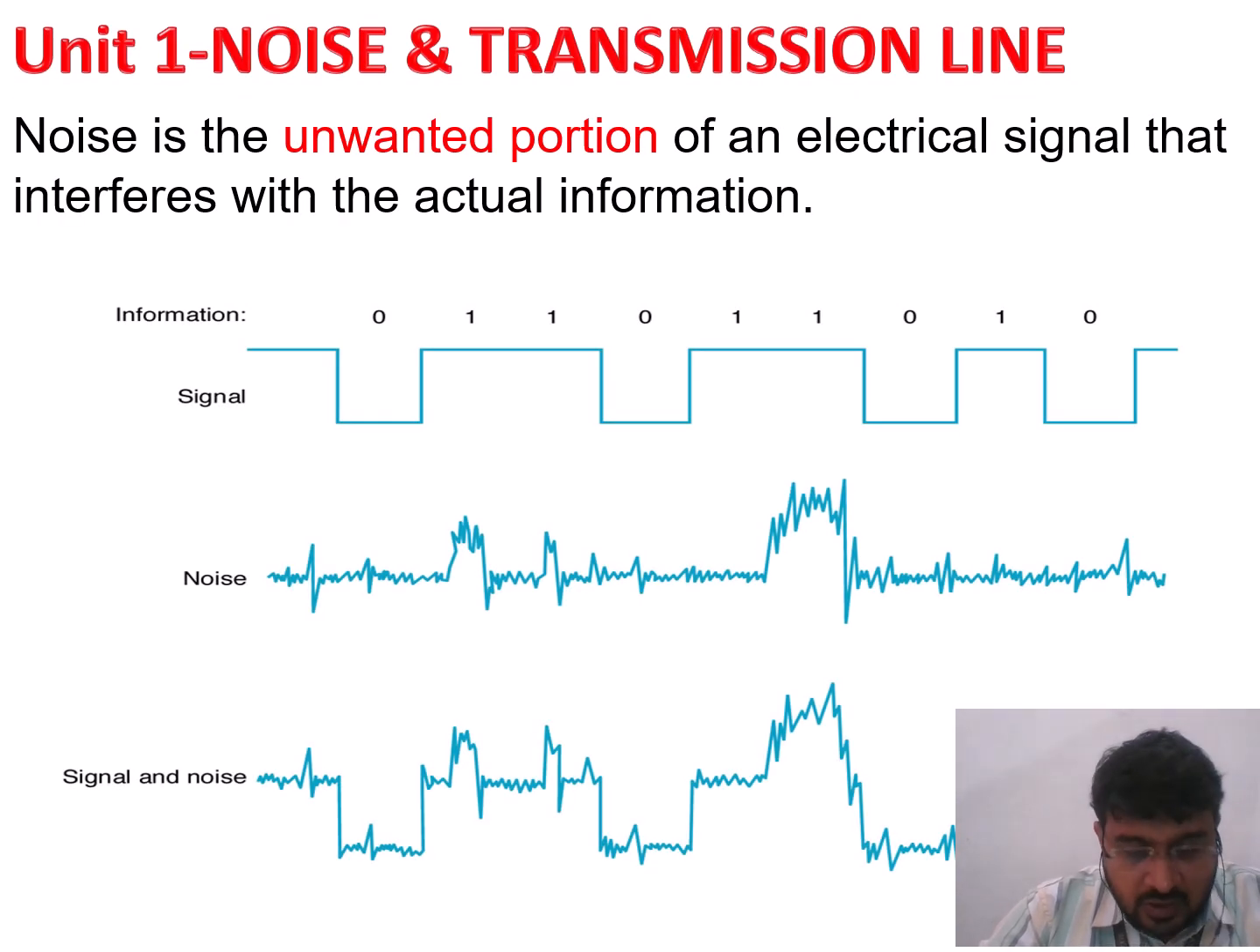Now, if you define it, noise is an unwanted portion of the electrical signal that interferes with the actual information. So if you see that there are different types of information. If I have the digital information which is in this format, and then you have noise which is generated by different paths, it will be internal or external noise. When we have to send the information through the transmission line, this is how the noise will be captured or taken on the information.